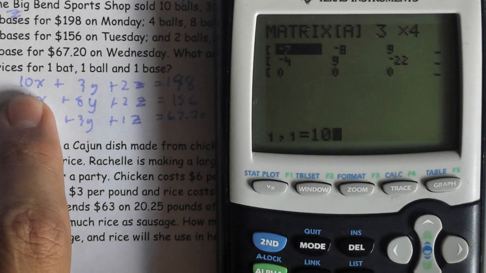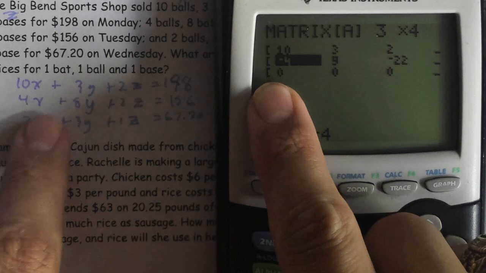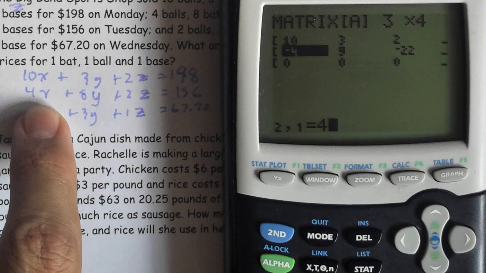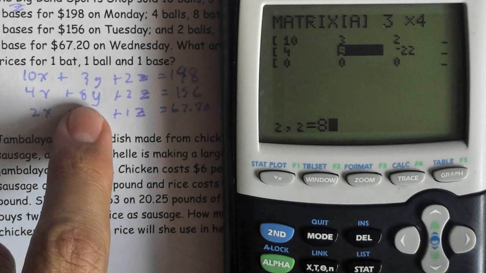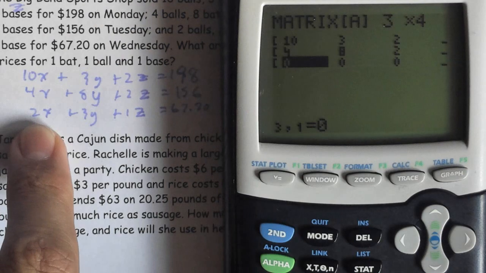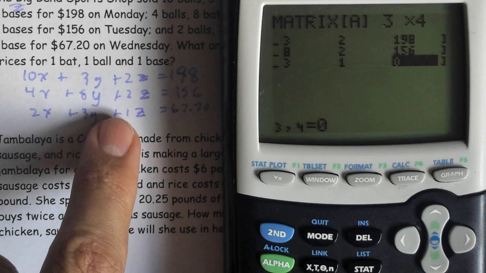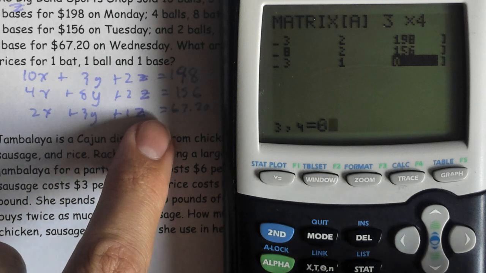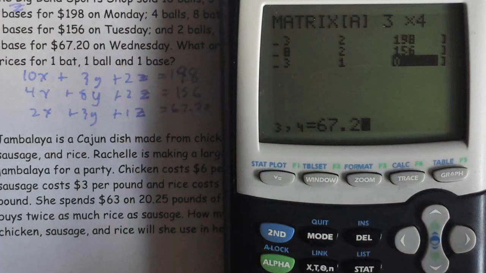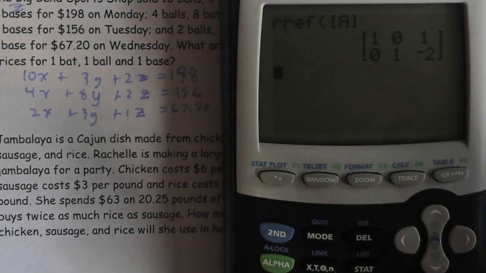I go through 10 enter, 3 enter, 2 enter, 198 enter, and I'm back to the next row. Check to make sure it goes back to the next row so you're putting them in the right place. 4 enter, that is 8, right? Yeah. 8 enter, 2 enter, 156 enter. Next row, good. 2 enter, 3 enter, 1 enter, since there's 1 Z, and then this is 67.2. I'm done. I press enter. I need to press enter, and then I quit.